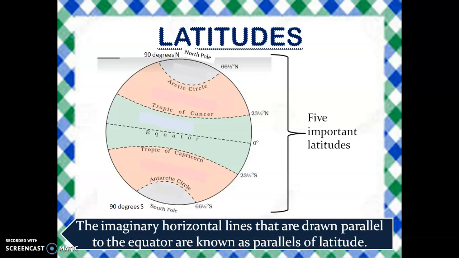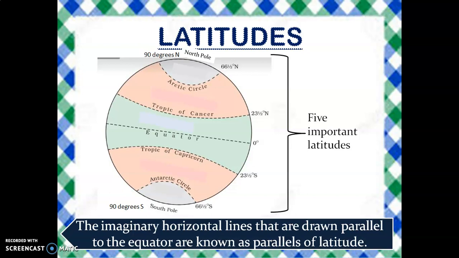Now, the latitude. Since it's not easy to locate places on the globe, a grid has been formed on the globe with the help of latitudes and longitudes. These are the horizontal and vertical lines which are imaginary and are drawn on the globe to help us identify the places on the Earth easily.